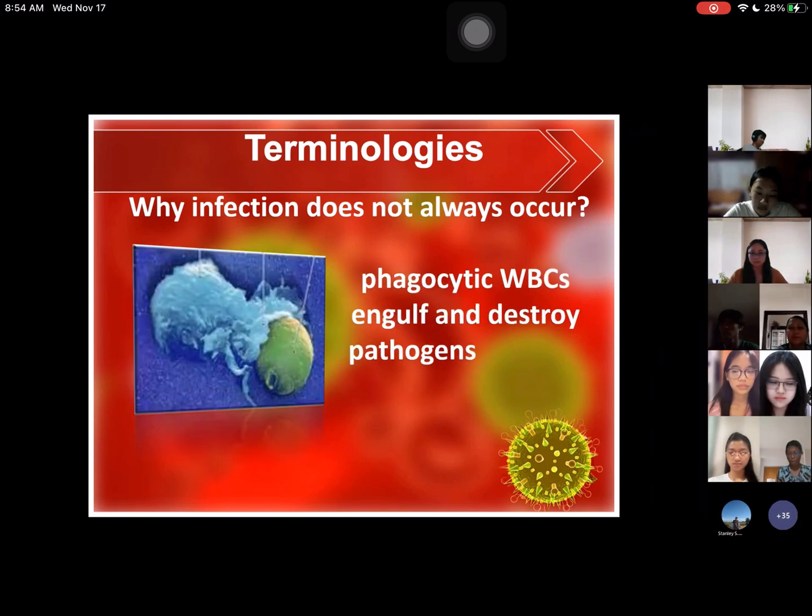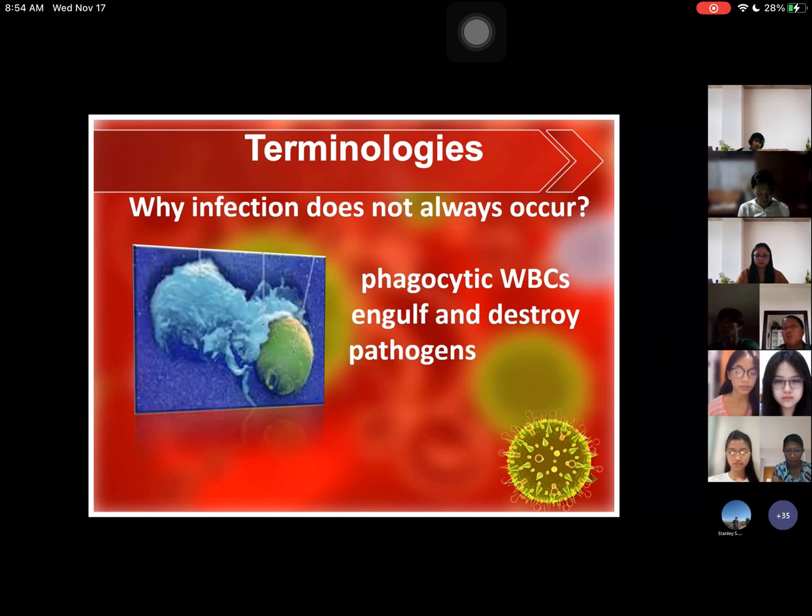Okay? Another is that the phagocytic WBC actually engulf and destroy pathogens even before the infection. We actually have the innate in our system, part of our blood, the WBC, that acts to engulf and destroy pathogens. So they undergo the process of phagocytosis. Okay, they usually engulf and destroy pathogens. So this is the work or function of our WBC.